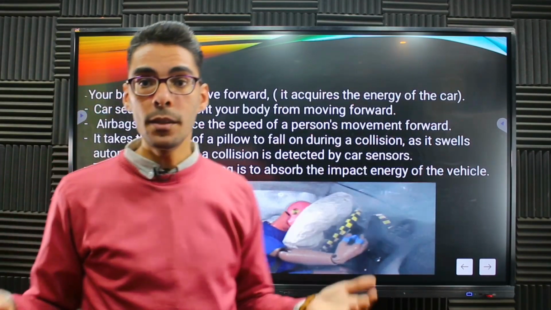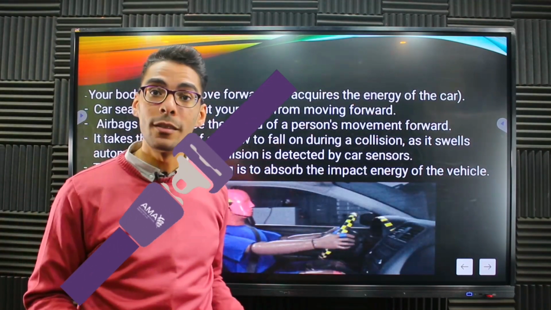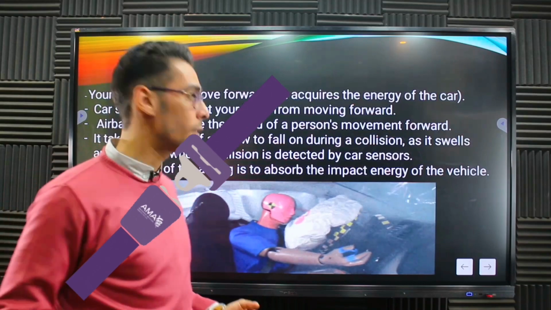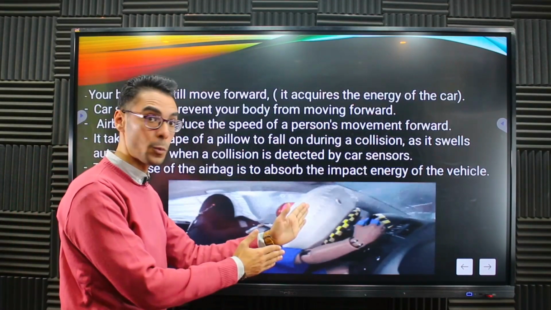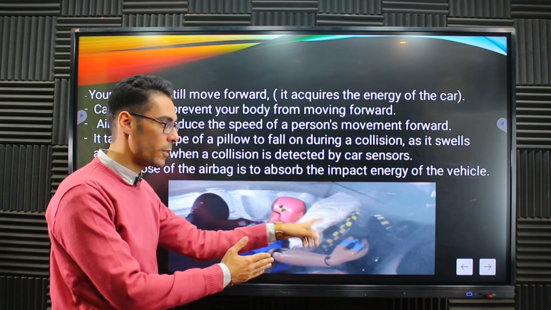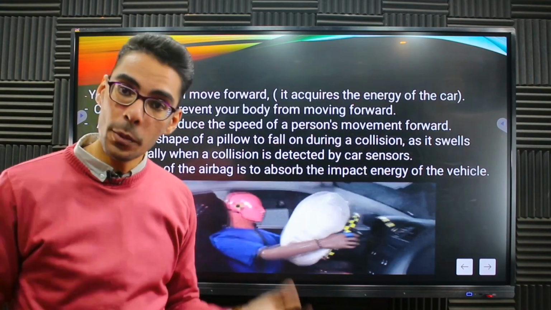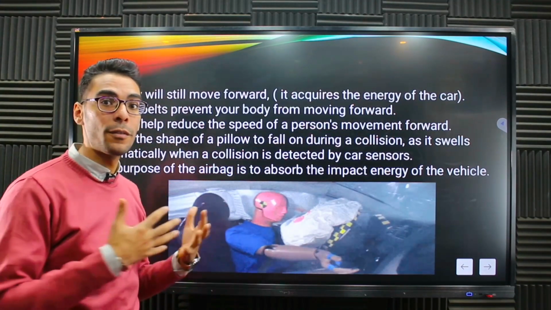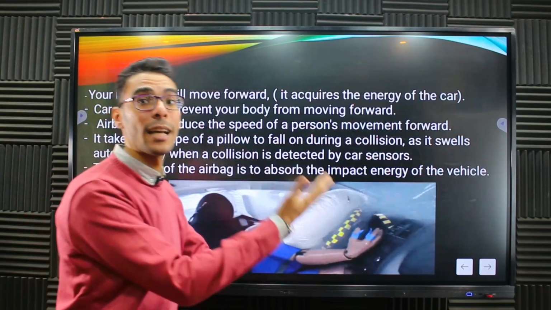Other safety equipment in cars, such as seat belts, you have to put on because they prevent the driver from moving forward. The disaster happens because the driver moves forward. Maybe they crash with the wheel or the glass. So the seat belt is to prevent the driver from moving forward. The airbag is to prevent the driver from crashing with the steering wheel in front and the glass.